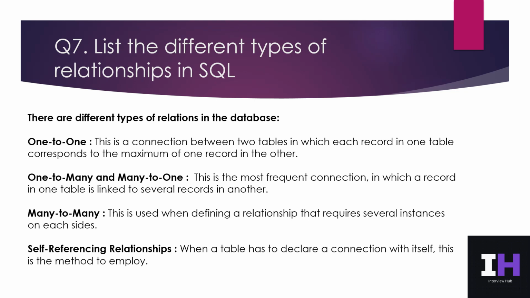Many-to-many, this is used when defining a relationship that requires several instances on each side. Self-referencing relationships. When a table has to declare a connection with itself, this is the method to employ.